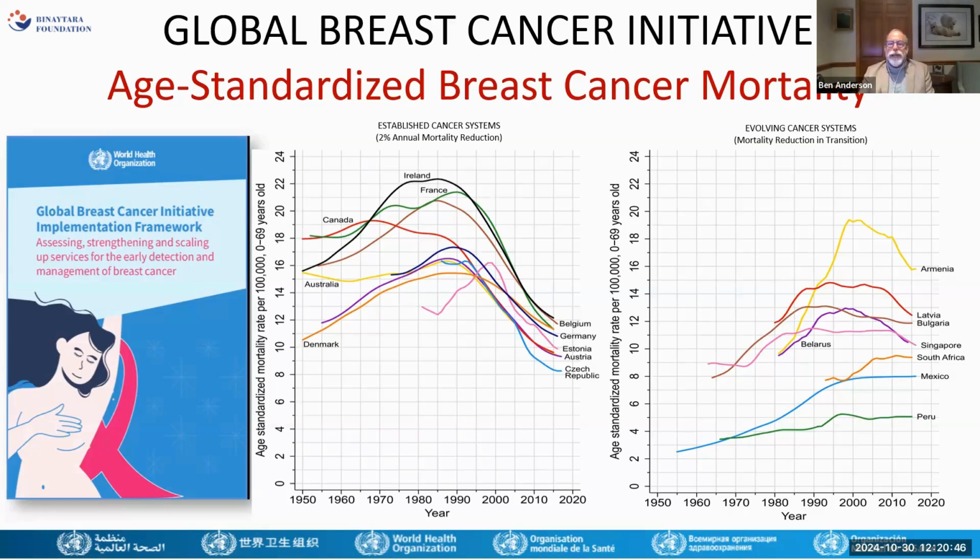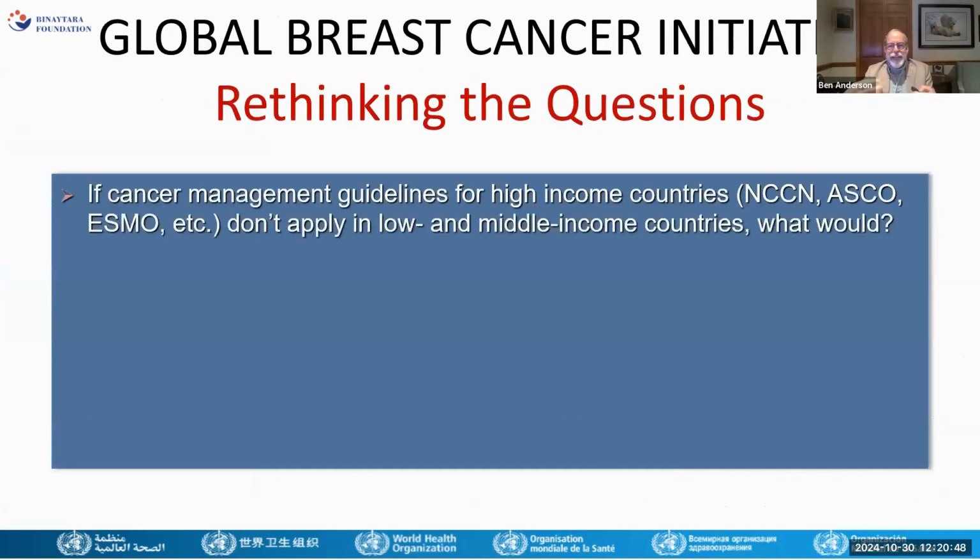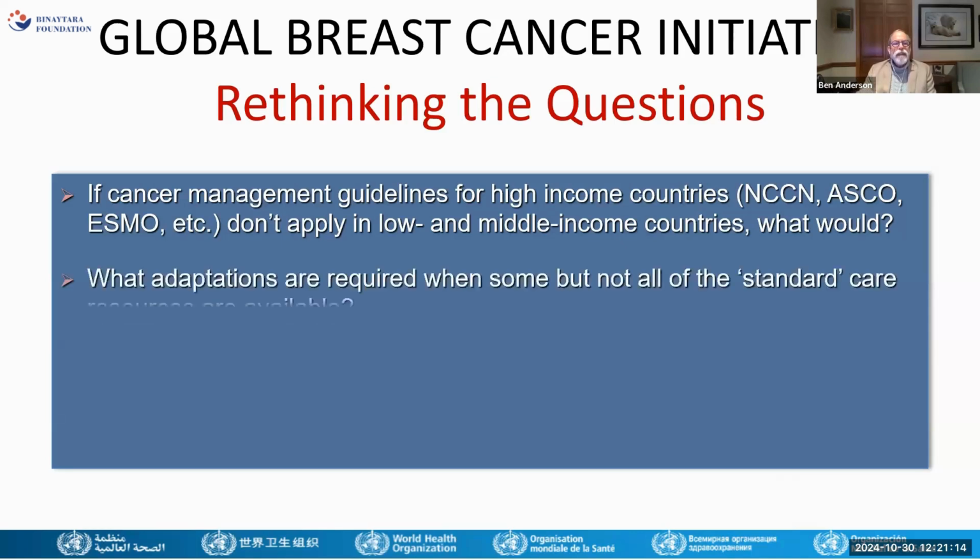So how do we then rethink our questions so that we can develop approaches that are practical and realistic? If we look at the high-income country guidelines from NCCN, ASCO, or ESMO in Europe, they're real problems because in the past they didn't look at resource allocation. They just said, here's ideally what you would do. So the first question is, what do you do when the systems are limited?